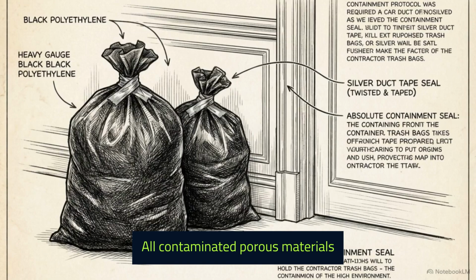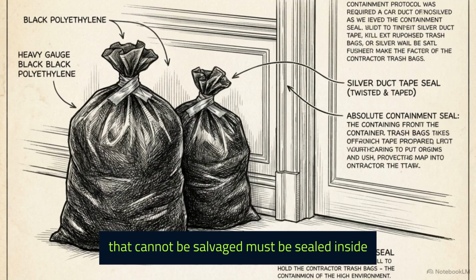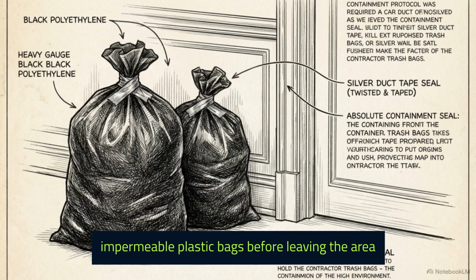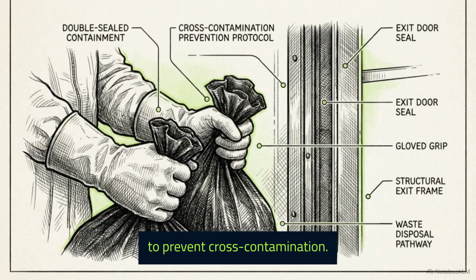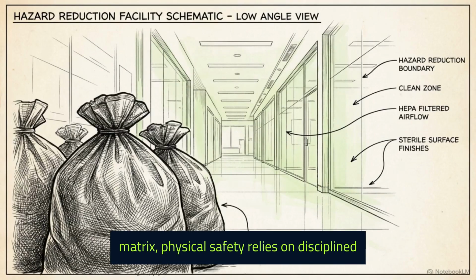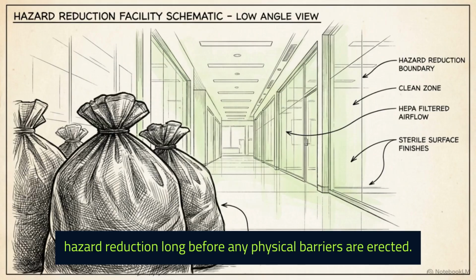All contaminated porous materials that cannot be salvaged must be sealed inside impermeable plastic bags before leaving the area to prevent cross-contamination. Even at the lowest end of the threat matrix, physical safety relies on disciplined hazard reduction long before any physical barriers are erected.